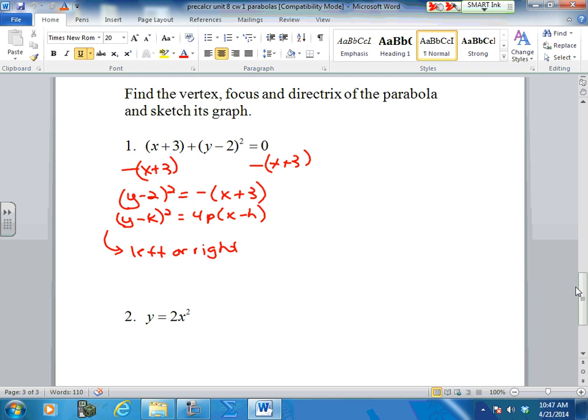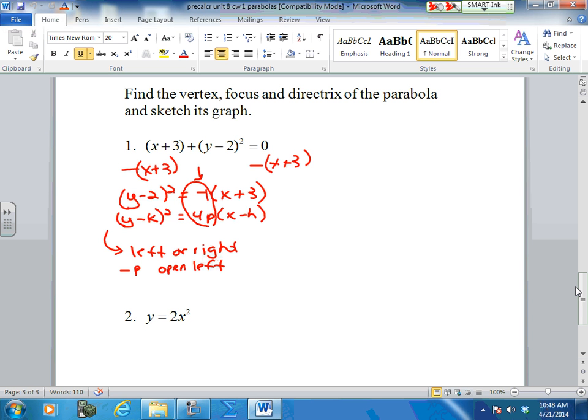Now, to do that, we look at the p. Here's where my p-value is, this guy right here. Is my p-value going to be a positive or a negative? Look at this guy right here. So what's my p-value going to be? Negative. So it's a negative p. I don't know what it is yet, but I just know it's negative. So therefore, it's going to open left. If it's negative, it opens towards the negatives, left. If it's positive, it opens towards the positives, right.